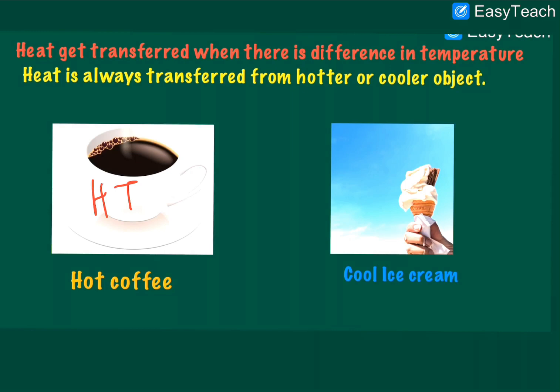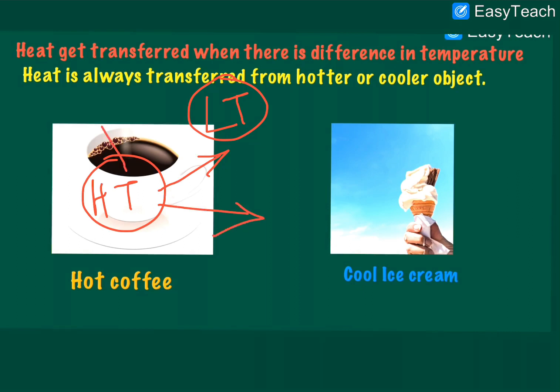In the case of hot coffee, as the coffee is hot, it has a high temperature compared to the low temperature of the surroundings. We all know that the coffee cools down after some time. Why? Because the heat energy from the coffee is being transferred to the surroundings, because it had more heat energy than the surroundings, that is, a high temperature. From high temperature the heat energy is transferred towards low temperature.